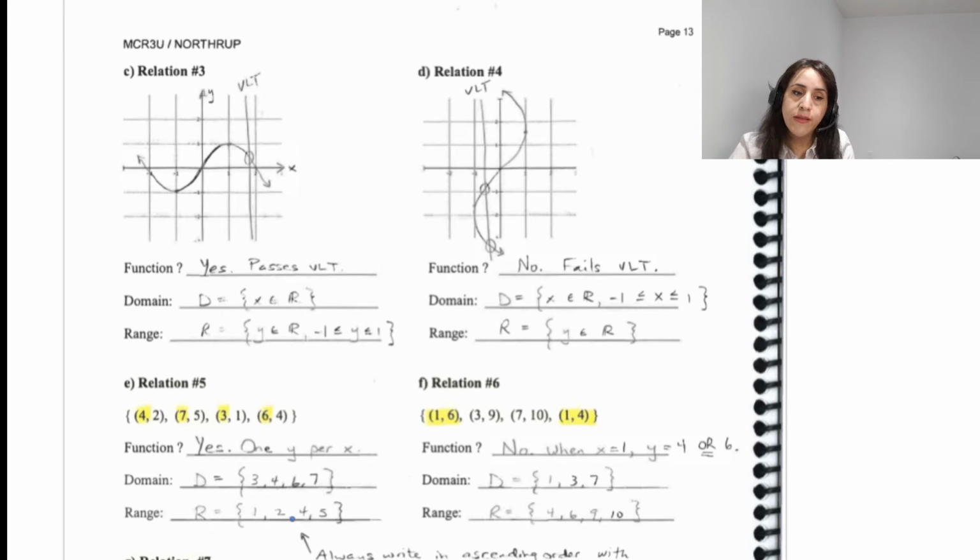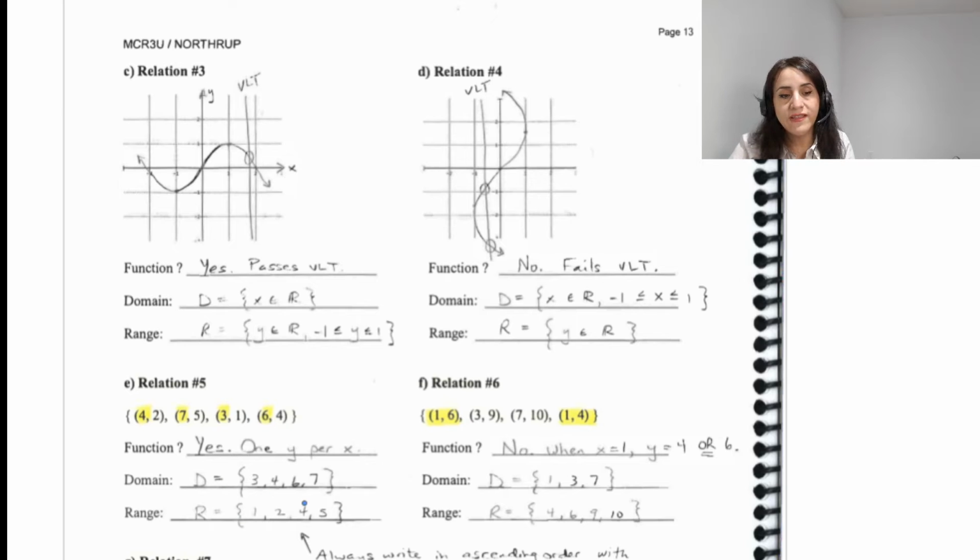When writing the domain and range, there is a mistake that students sometimes make. Again, they write x ∈ R, y ∈ R. No, here you cannot use x ∈ R or y ∈ R. You have to use exactly the points that you have. 4, 7, 3, and 6 are the only x values in your domain. You have to specifically write down the domain as the x values that you have here. For y also, 2, 5, 1, 4 are the values that you have as the range.